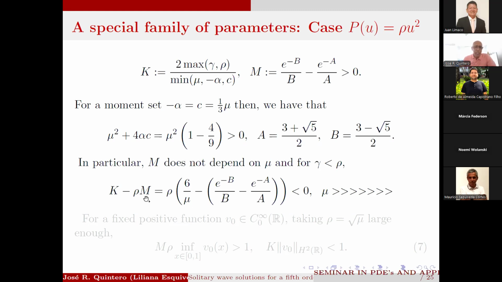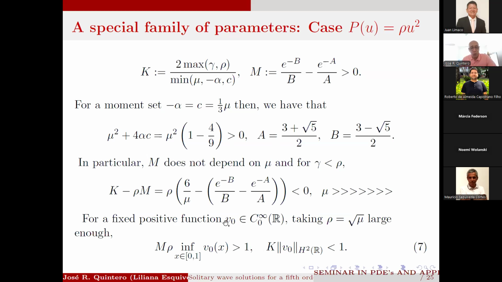You factor rho m, it's the same, rho m, and then you can see here is the core. So if mu is large enough, k minus rho m is negative. So k is less than m rho, and this is a necessary condition for the next step.